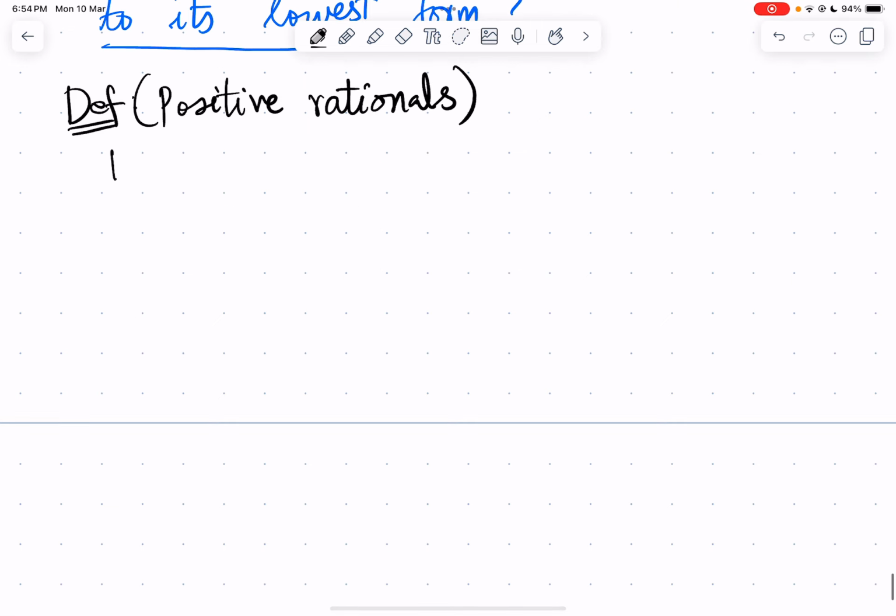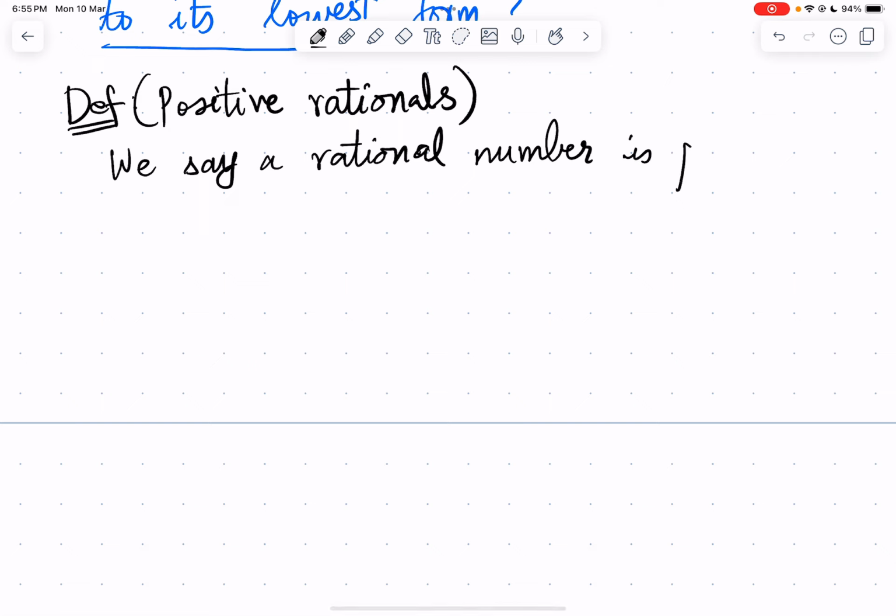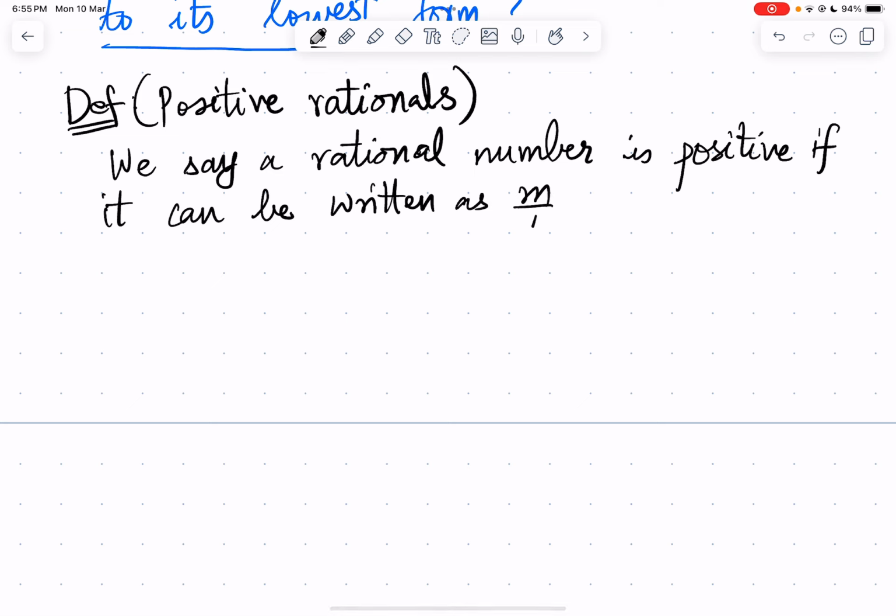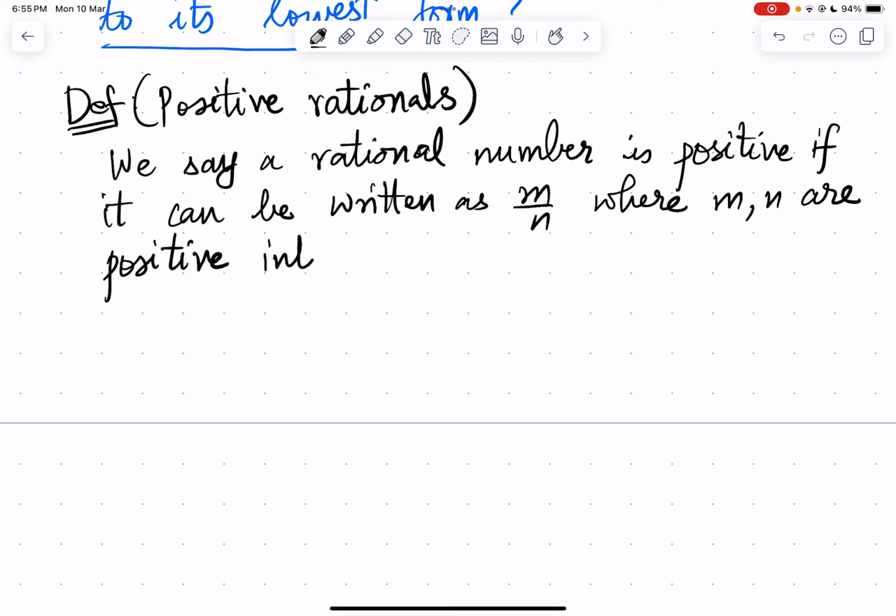So positive rationals, we say a rational number is positive if it's to the right of 0. Alternately, we say a rational number is positive if it can be written as m by n, where m and n are positive integers. These are precisely the rational numbers which are to the right of 0. We see that clearly by the definition of rational numbers.